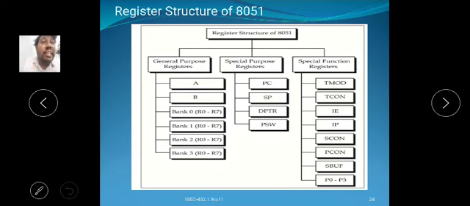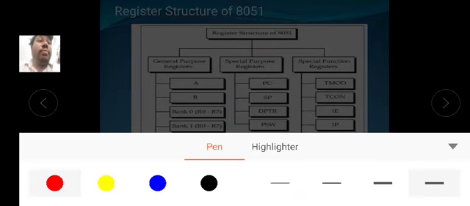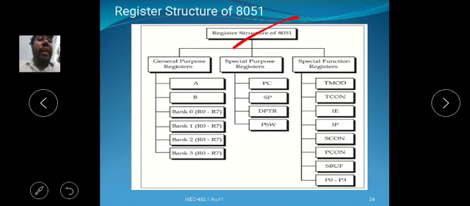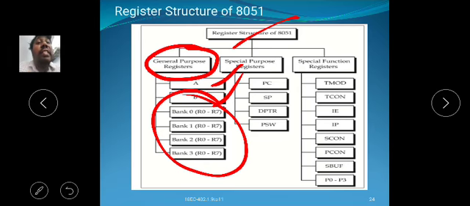In the register structure of the 8051 microcontroller, here are the general purpose registers: the accumulator, the B register, and 4 register banks. Bank 0, bank 1, bank 2, and bank 3.